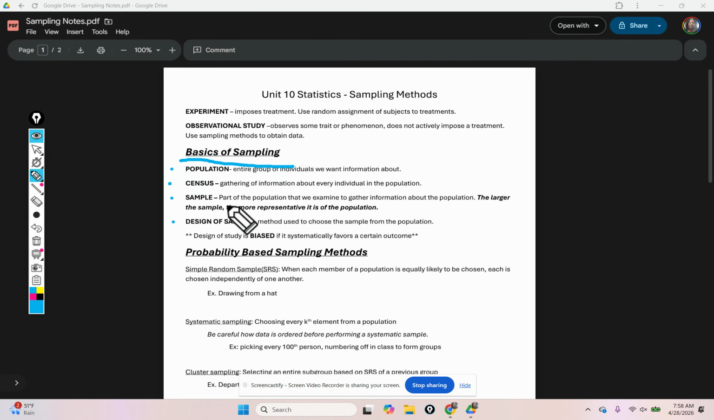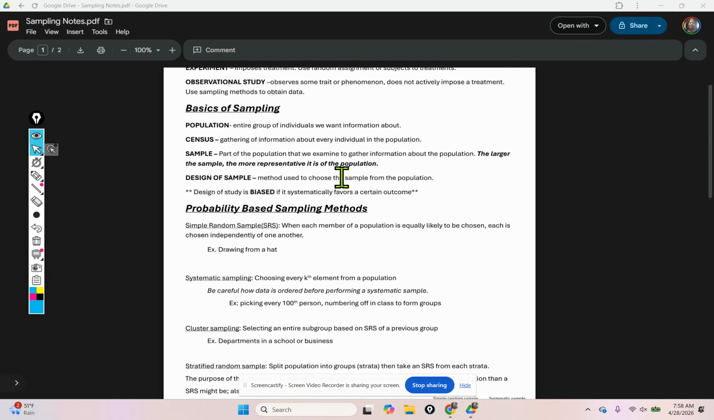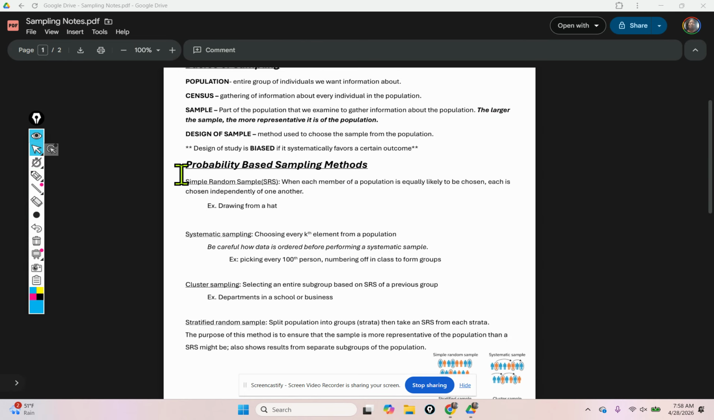A sample is part of the population that we examine to gather information about the population. And the designed sample is basically the method that you choose to create your study. When you do your study, you don't want to have any type of biases, so you want to design your study to make sure you don't have any biases or favors towards one particular population group.